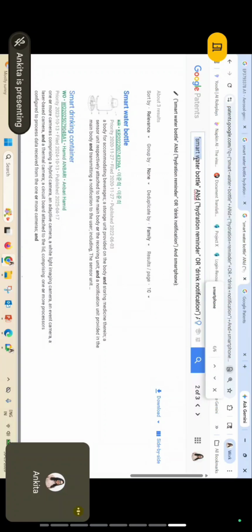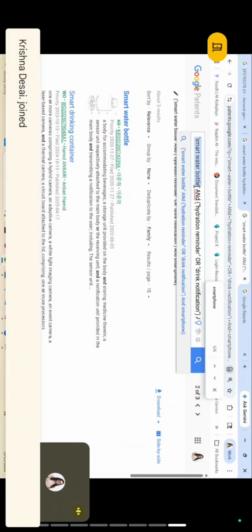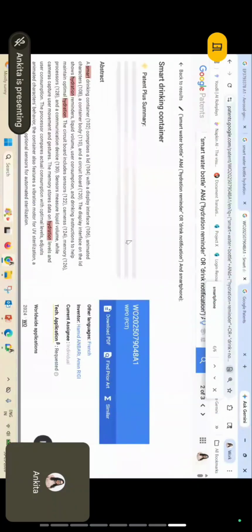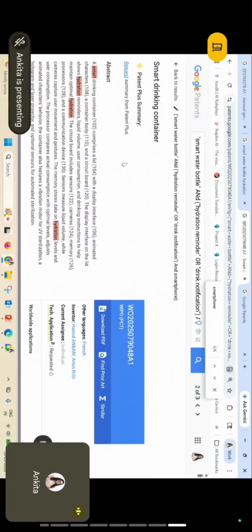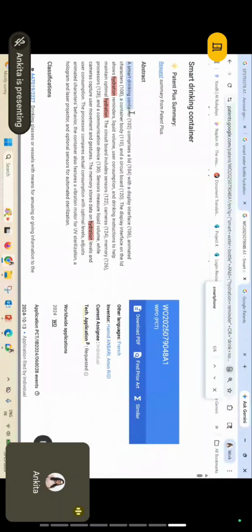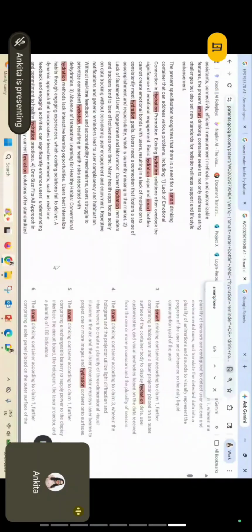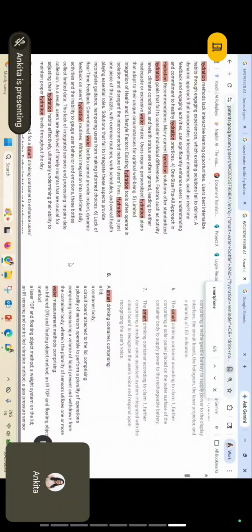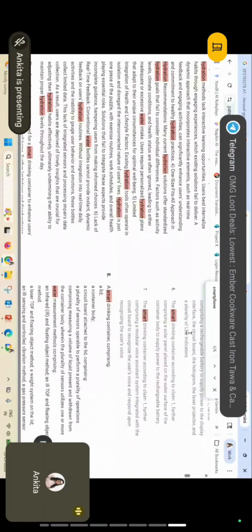For example, here we search by this string, smart water bottle, and that is a Boolean operator, hydration reminder or drink notification, and smartphone. Then we search and we find there are only 3 patents here. When we open the patent, similar thing, you can see here is a title, abstract. We read the abstract and we find that yes, there is a smart drinking container that is similar to our invention. And this patent almost discloses all the features that the client wants to patent. Now, this patent is very close to our client's idea.